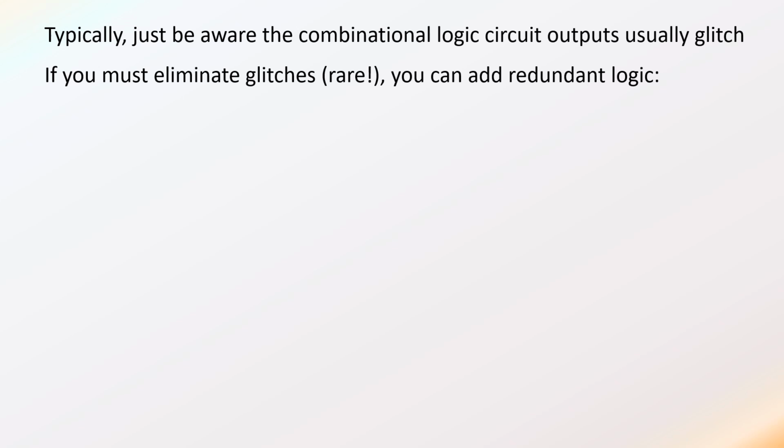So typically, we're just aware that combinational logic circuit outputs glitch. We don't really do a lot to try to eliminate them. In rare cases, you might need to eliminate a glitch, typically if you're designing sensitive circuits, memory circuits, which we haven't talked about yet, but we will later. If you do come across a situation where you really need to remove a glitch, you can do it, but you have to add redundant logic.